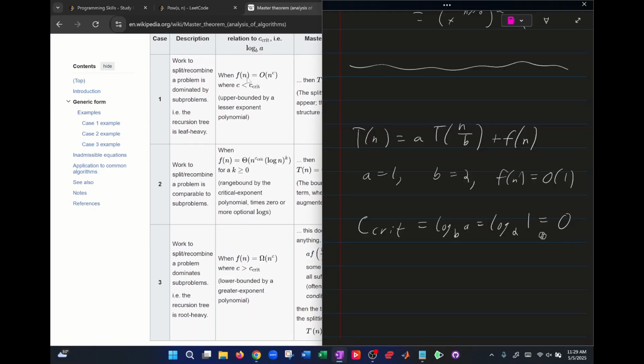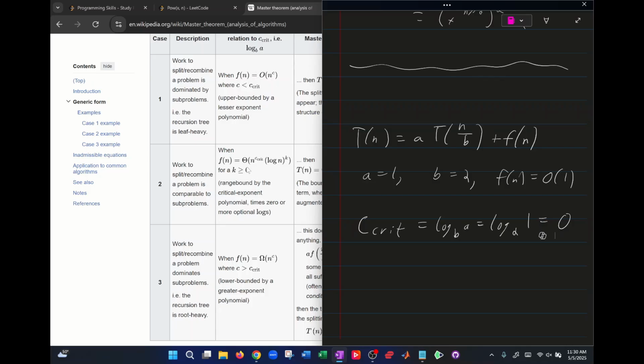So there's this case where f of n is big O of n to the power of c for some c strictly less than c crit. Well, c crit is 0, and f of n is big O of 1, and so this is not n to a negative exponent. And so this case does not apply. So we're not in case 1. Then we look at case 2.